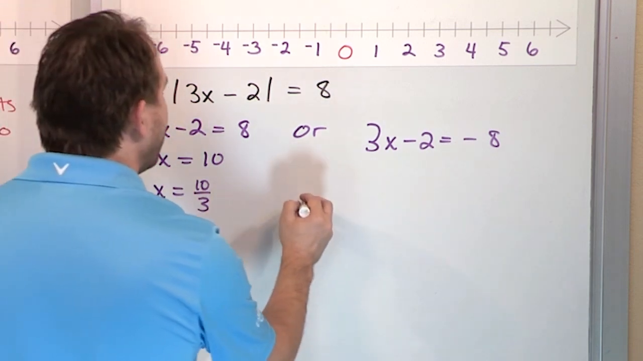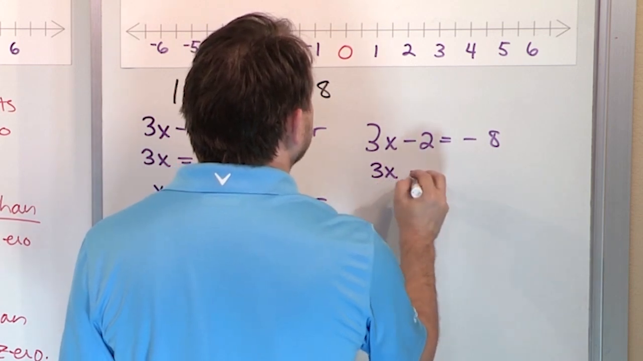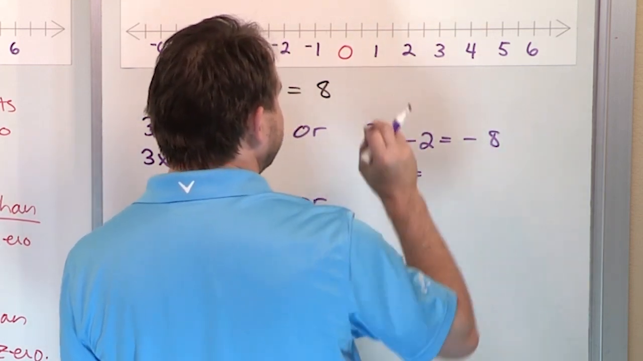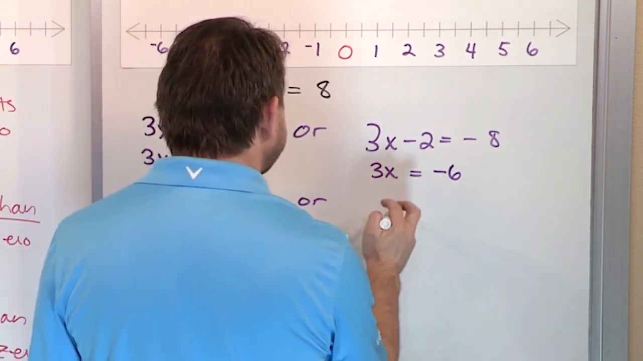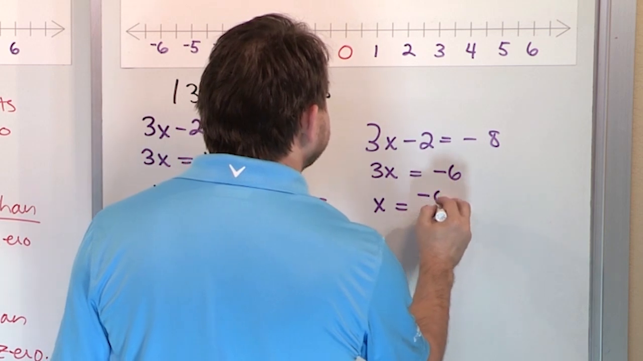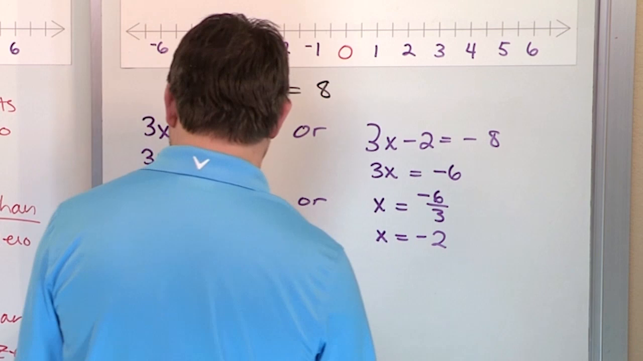So this, or let's solve this side. Adding 2 over here, I'll get 3x equals, what is negative 8 plus 2? You'll get negative 6 on the right-hand side. If I divide by 3, I will get negative 6/3. So that means that x is going to be equal to negative 2.